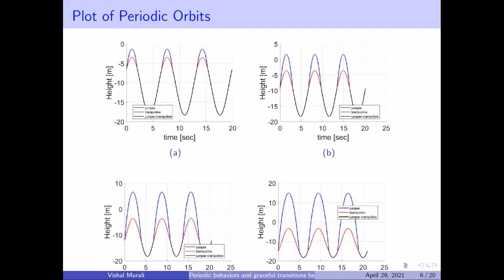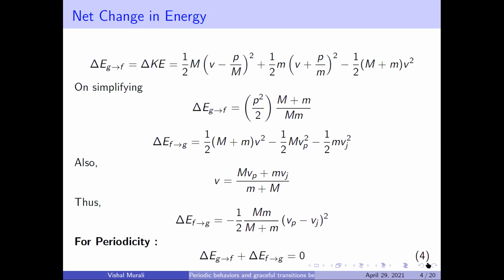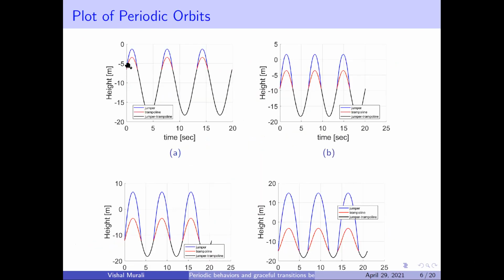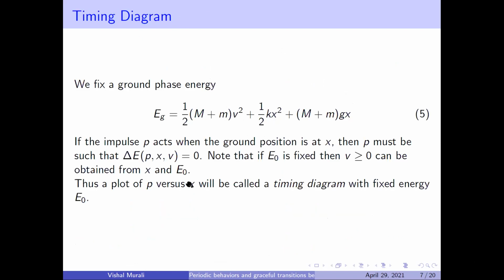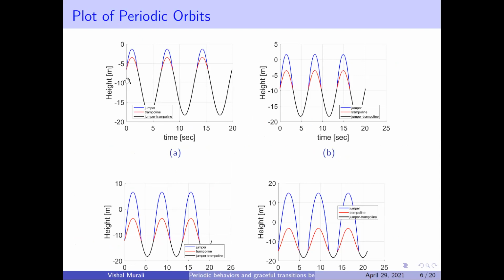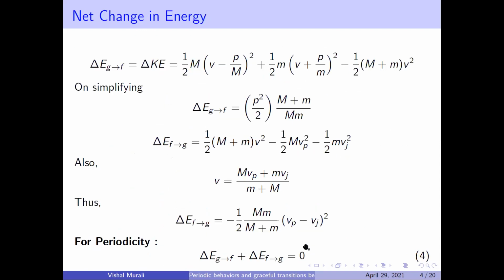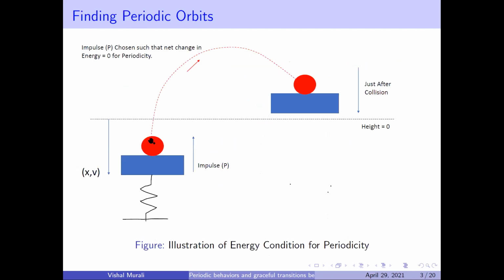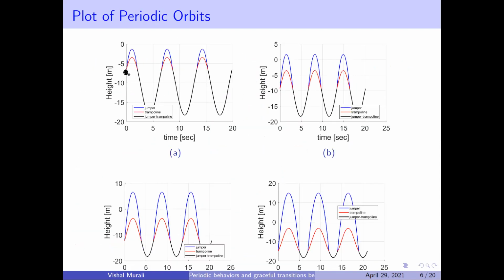numerically. Once we do that, it turns out that there can be multiple values of P satisfying this, as we show here. For example, this is for one value of P, and this is for a slightly larger value of P. There's also the position where the impulse is applied, and these plots show where the impulse is applied. So the same impulse is applied, but at different depressions or positions along the trajectory, along the ground phase, and these show a plot of these different periodic orbits.